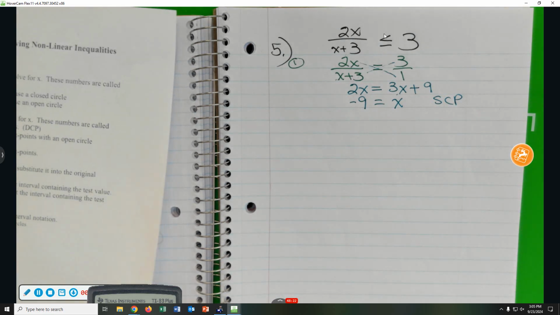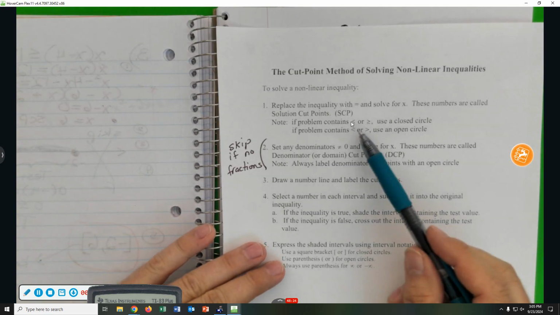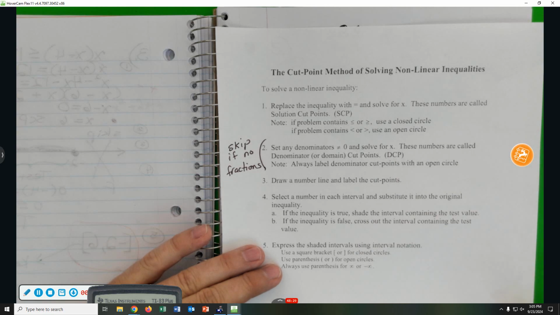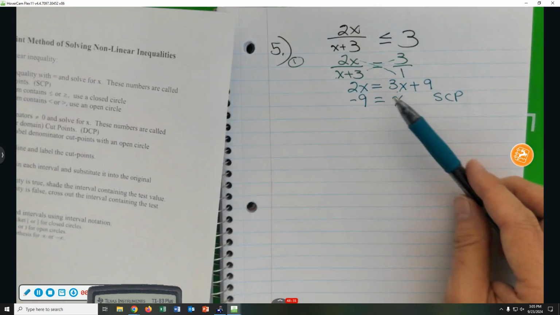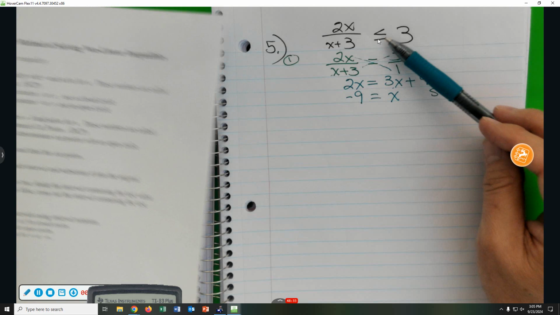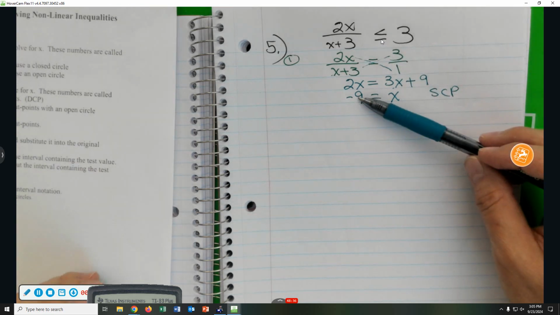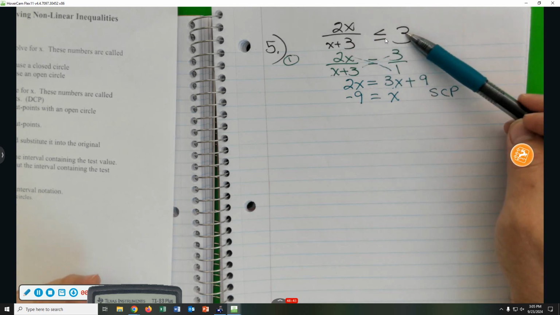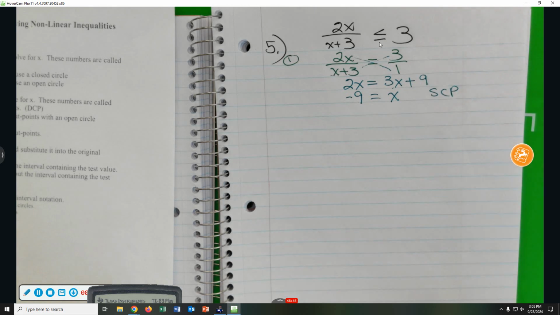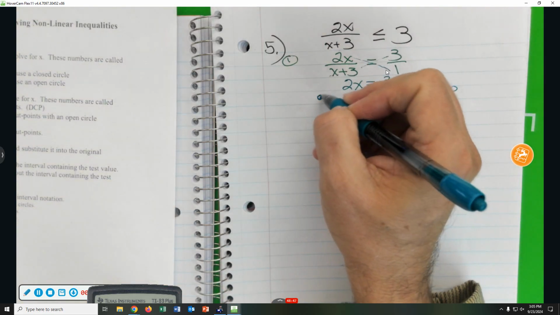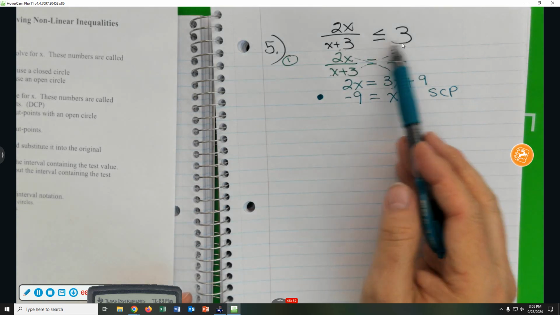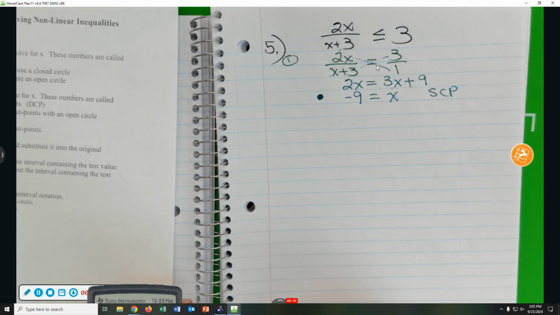Look at the symbol to decide between open and closed circle. We're going to have an open circle or a closed circle at that solution cut point. You look back at the original problem, there's equality. Negative 9 makes the left side equal the right side. Is equality okay? Yes, so that's why you're using a closed circle. Negative 9 will make the left side equal the right side, and that satisfies the inequality.